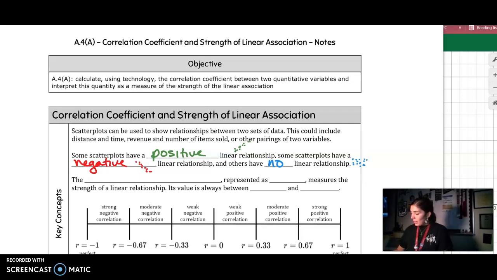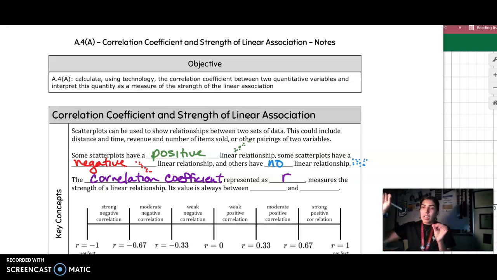Okay, now this strength and this direction can be measured in what's called a correlation coefficient. A correlation coefficient is represented by the letter R. This is a statistical measurement that measures the strength of a linear relationship. It might be super strong, which means the points are really close to each other. It might be weak, which means they're going up, but they're kind of spread out. This is a value between -1 and 1. So we're just measuring it as if it was between -1 and 1, positive or negative.